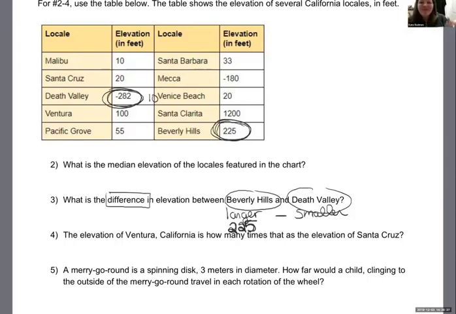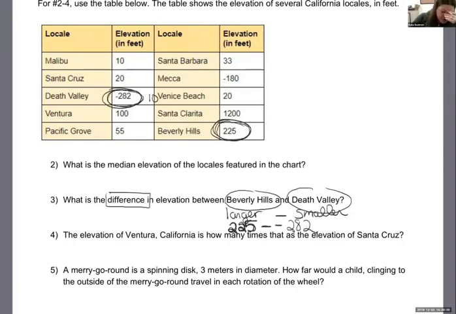But if I'm in debt $282, that's not having much money at all. I'm poor. Or in this case, if my elevation is negative 282, that's very low. It's a low number. And now from that, I'm supposed to subtract. What am I supposed to subtract? My smaller number. What is my smaller number? Negative 282. Beautiful.